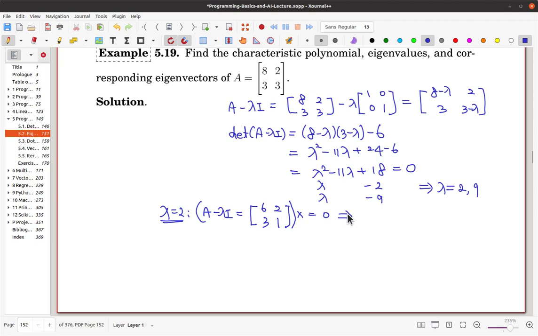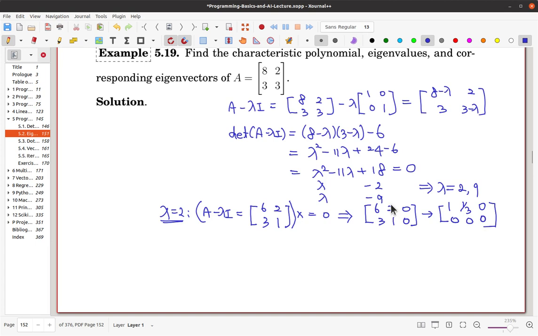How? We can start with the augmented matrix and then apply elementary row operations: 6, 2, 0, 3, 1, 0. Two rows are essentially the same. After scaling, we can reach the next form. Again scaling, 1, 1/3, 0, and using replacement we have 0, 0, 0, right?